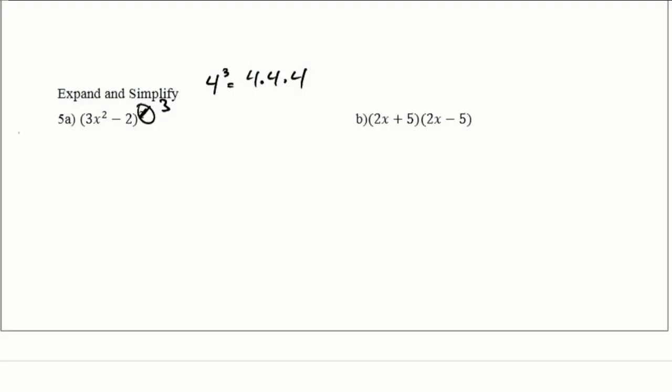I'm going to take this 3x squared minus 2, and multiply it by 3x squared minus 2, and then multiply it by 3x squared minus 2. And that's a lot of stuff, right? You've got 3 of these things. How am I going to multiply all 3 things at the same time? And the answer is you don't.